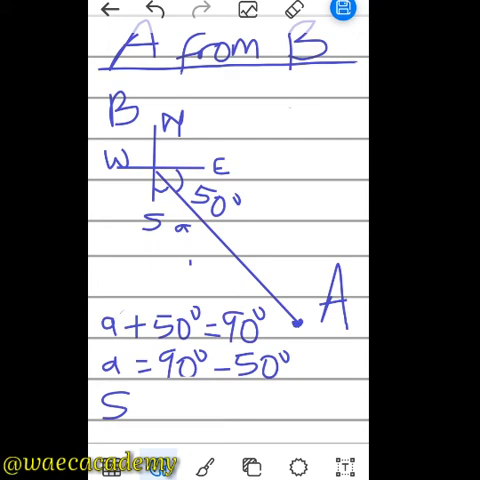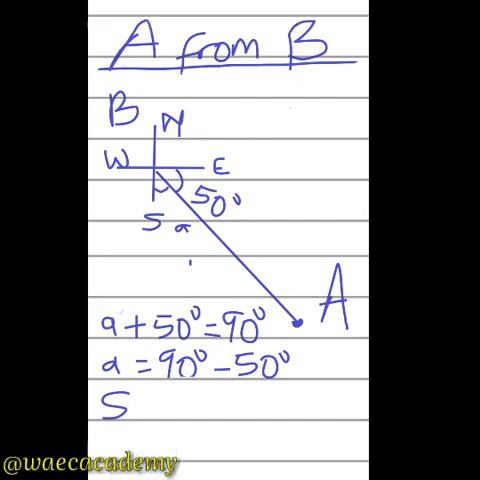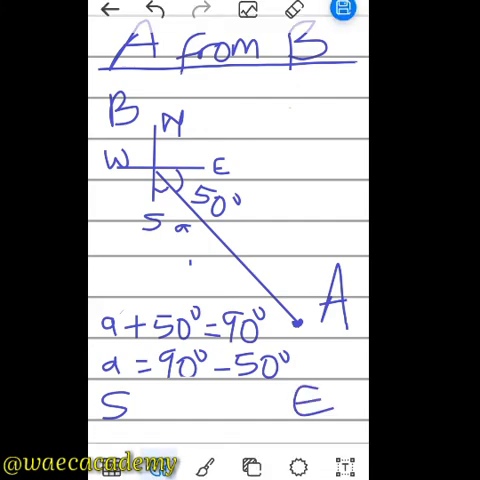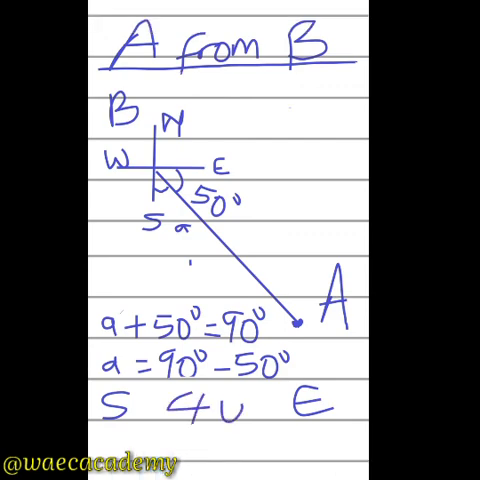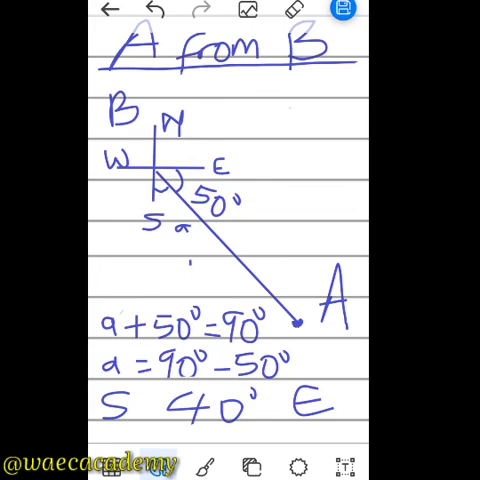It is always south first before east and west, or north first before east and west. So A is between south and east, so we put south and we put east over here. What is the angle? The angle we calculated is 40 degrees. So the bearing of A from B, that is, you're starting from B and trying to go towards A, is south 40 degrees east. And that is the solution for that.